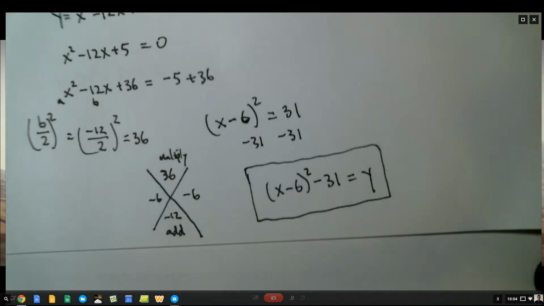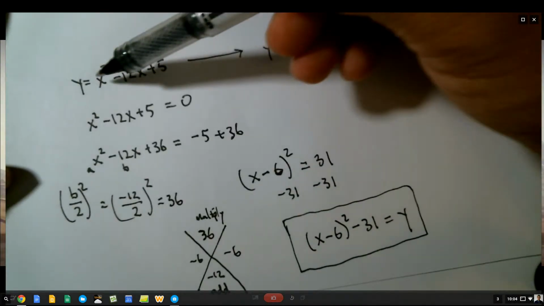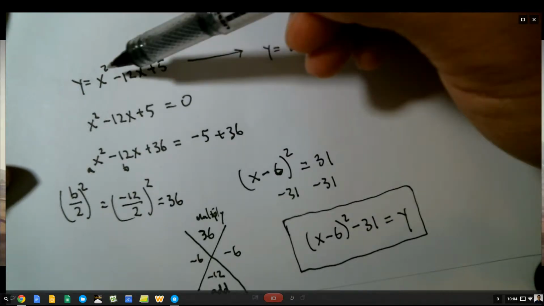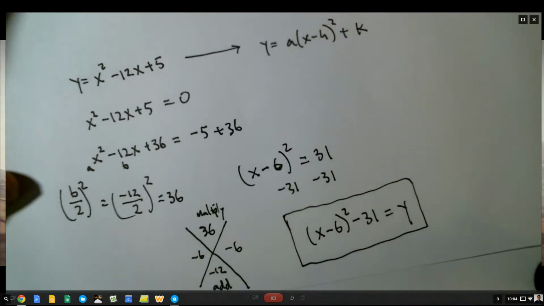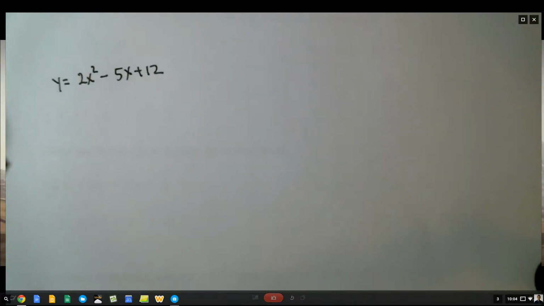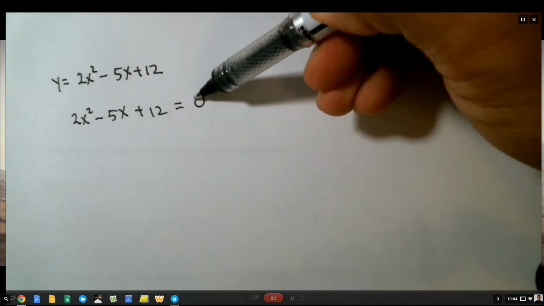So remember before we said that whatever is in front of the x squared, the a, happens to be a 1. Well, now it's not a 1 anymore, it's a 2. So we have to take that into consideration, okay? So first thing we're going to do is, once again, set this expression up to 0. So we have 2x squared minus 5x plus 12 equals 0.